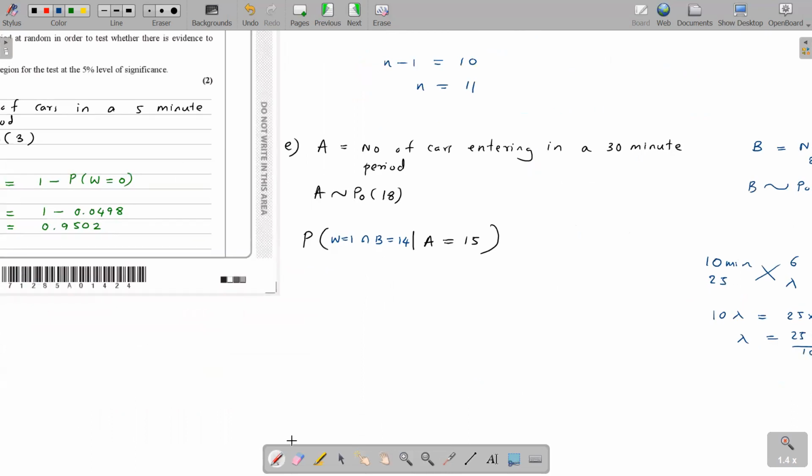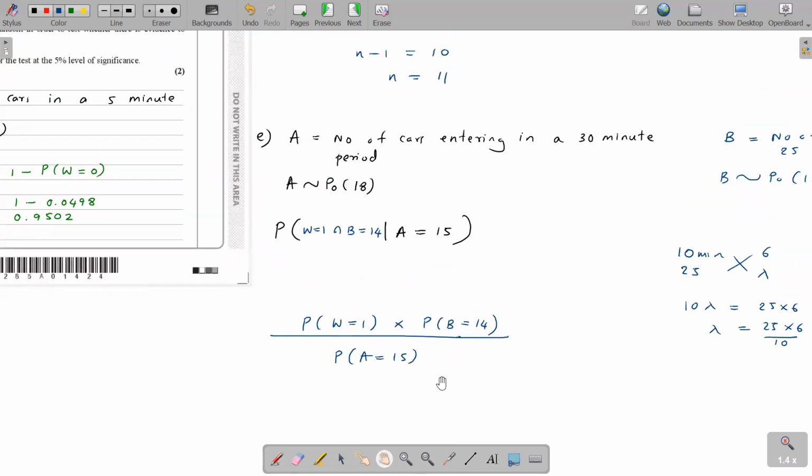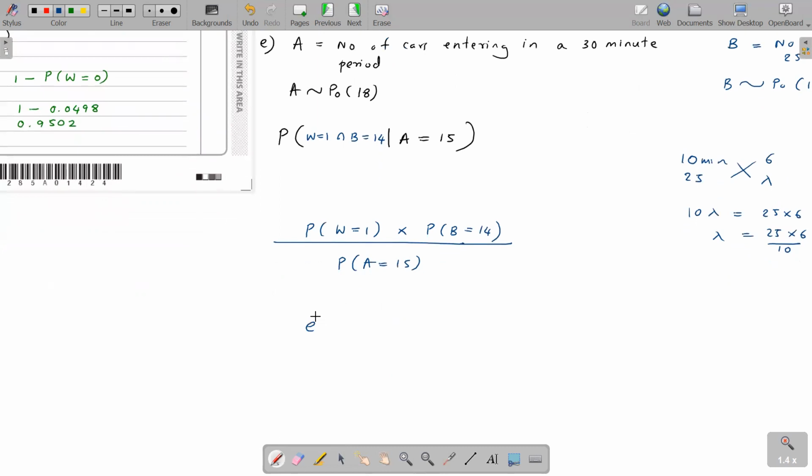Okay, so what do we do here basically? You write downwards probability A equals 15. On top, what do we write? Probability W is equal to 1 multiplied by probability B is equal to 14. So this is the probability of one car entering in the first 5 minutes and the remaining 14 cars entering in the remaining 25 minutes, over the given that there are 15 cars in the 30-minute period. Is this clear? So let's get W equals 1. I think you'll have to go manually with these things, right? Shall we go manually? e to the power minus lambda.